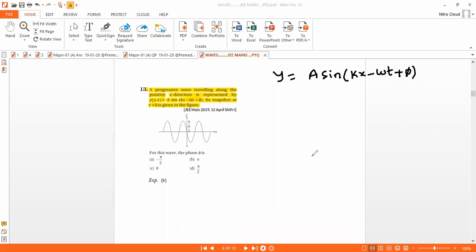When t is equal to 0, then I can write y is equal to a times sine of kx plus phi. Fine.